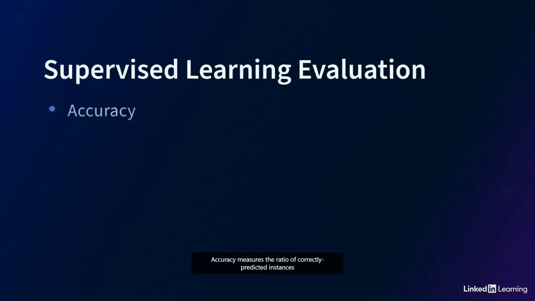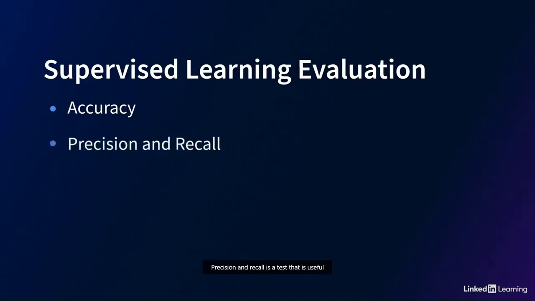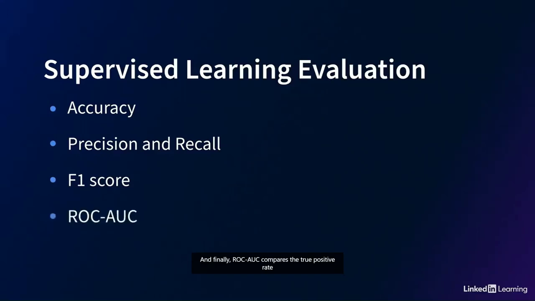Let's look at a few common tests that are used. Accuracy measures the ratio of correctly predicted instances compared to the total number of instances. Precision and recall is a test that is useful when classes are imbalanced. F1 score measures the harmonic mean of precision and recall. And finally, ROC-AUC compares the true positive rate against the false positive rate.